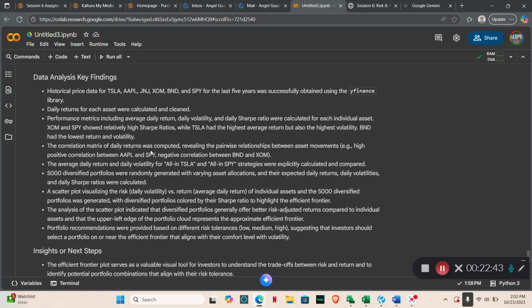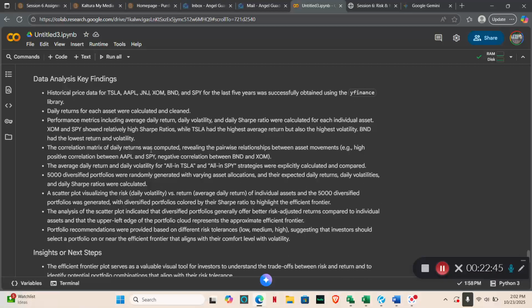So I guess some key findings that we have for our summary: historical price data for Tesla and all these assets for the last 5 years was successfully obtained using our research. Daily returns for each asset were calculated and cleaned. Performance metrics including average daily return, daily volatility, and so on and so forth were all calculated. Tesla had the highest average return but also the highest volatility, and BND had the lowest return and the lowest volatility as well.